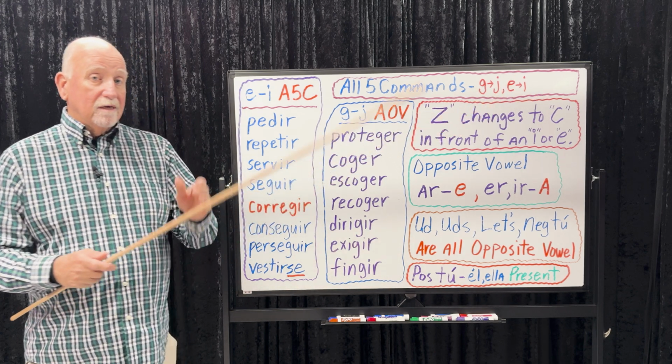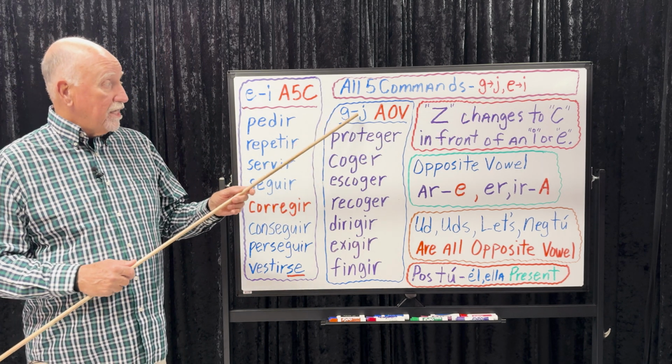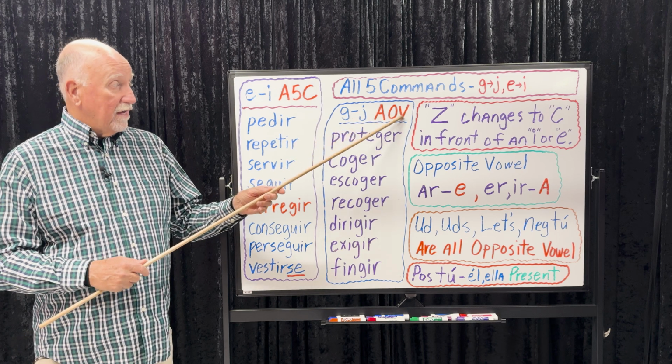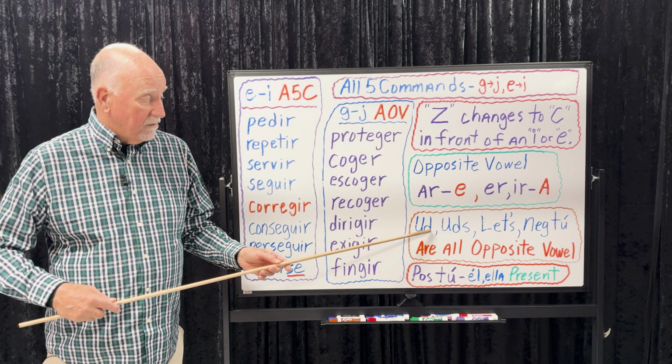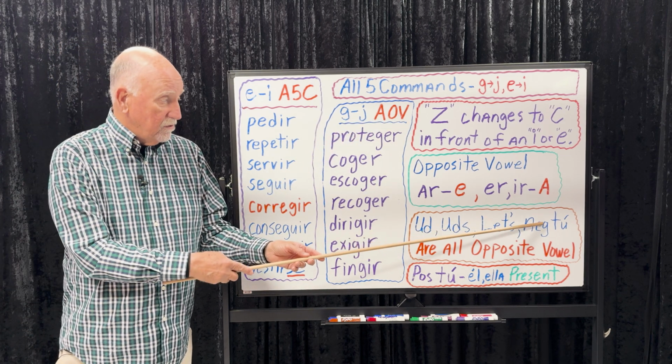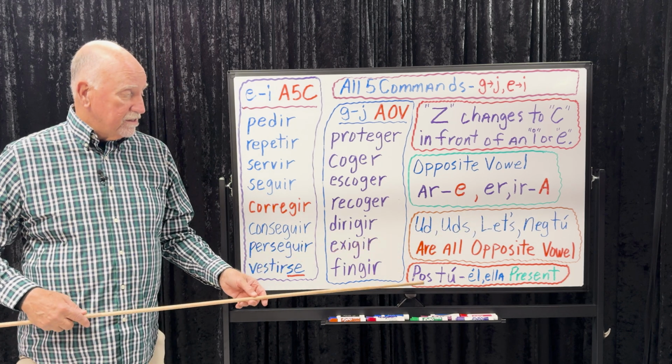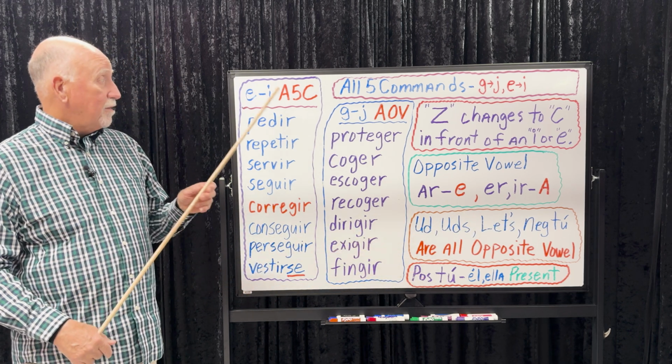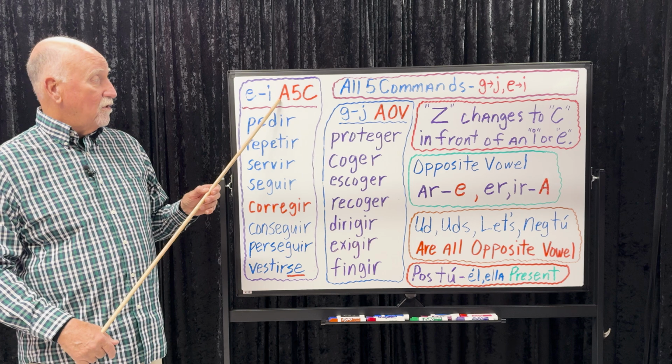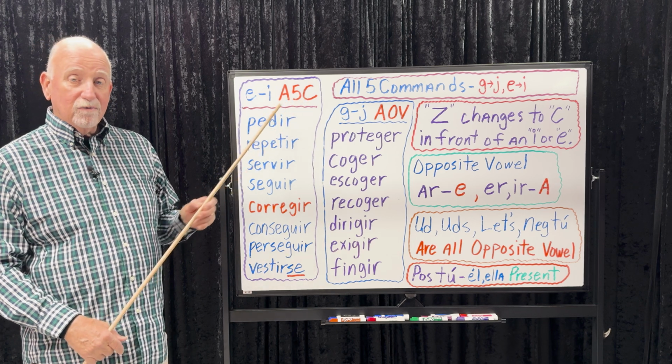But when we go into the commands, the G to J is all the opposite vowel forms. In other words, these forms right here, usted, ustedes, let's, and negative 2. The one that doesn't go from G to J is a positive 2. What about the E to I? That happens in all 5 commands, all the way through.